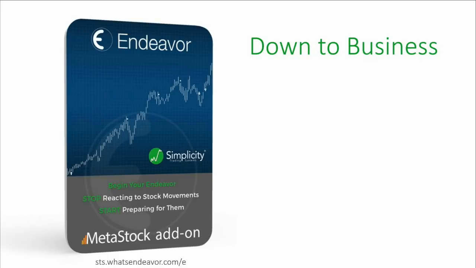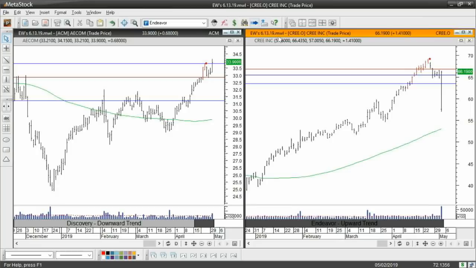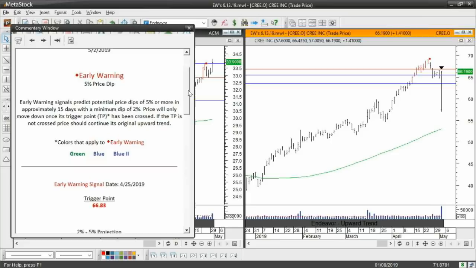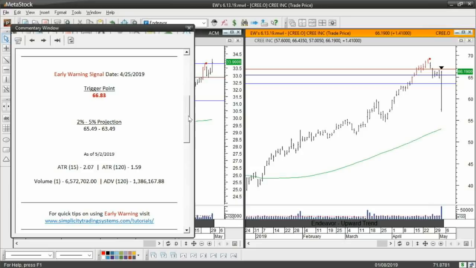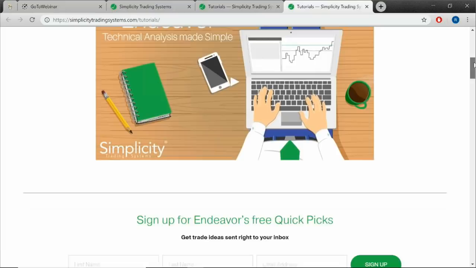If you want more information on a specific signal, I can show you right here. Let's say you're in this Cree trade, you're in the commentary, and you can't remember exactly how the early warning system works. That's no problem. All you have to do is scroll down midway through the commentary, where we have quick tips on using early warning, visit our tutorials page. You click on that link, and it's going to bring you to Simplicity's tutorial page, where you scroll down and get in-depth tutorials on how all the signals work.